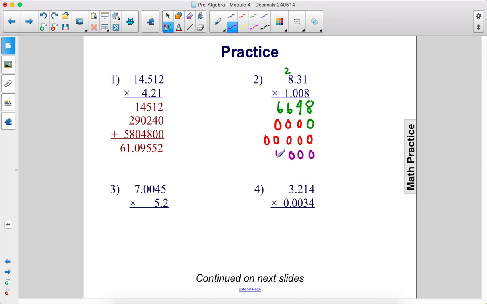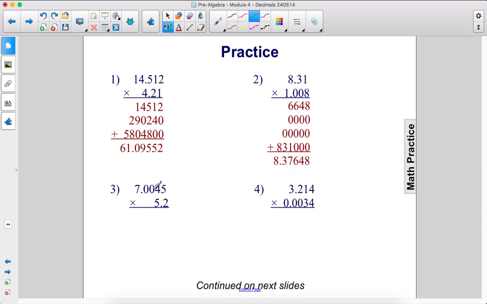1 times 1 is 1. 1 times 3 is 3. 1 times 8 is 8. Add them up. We get 8, 4, 6, 7, 3, 8. And we have 1, 2, 3, 4, 5 numbers to the right of the decimal. The answer is 8.37648.